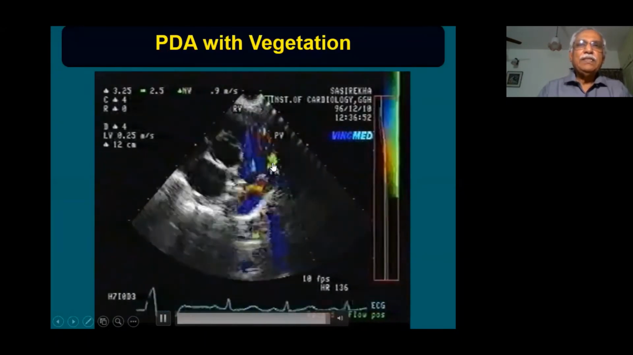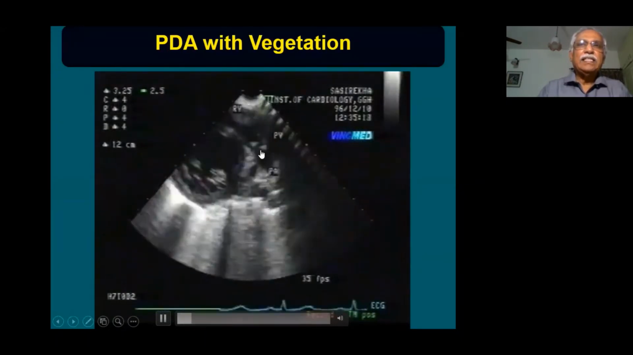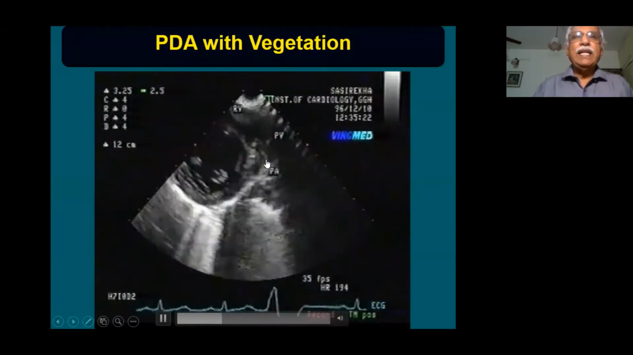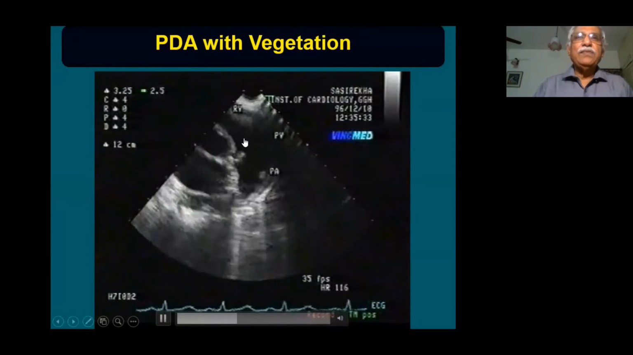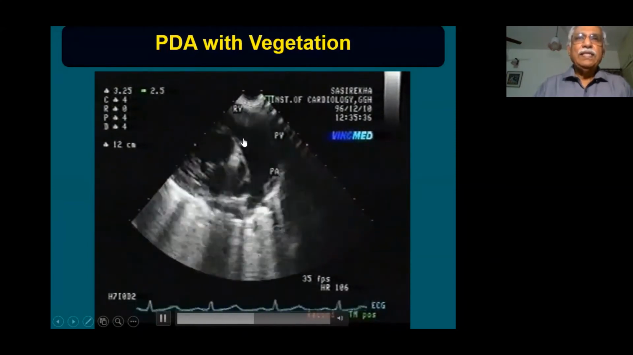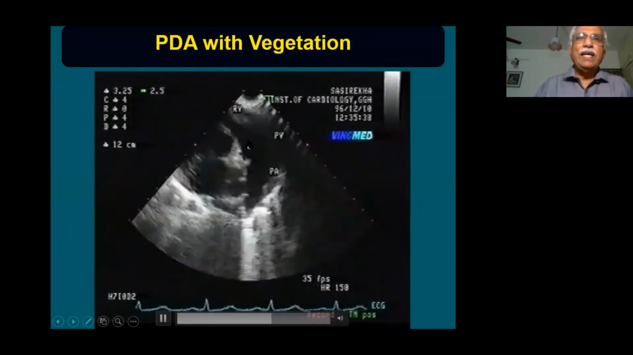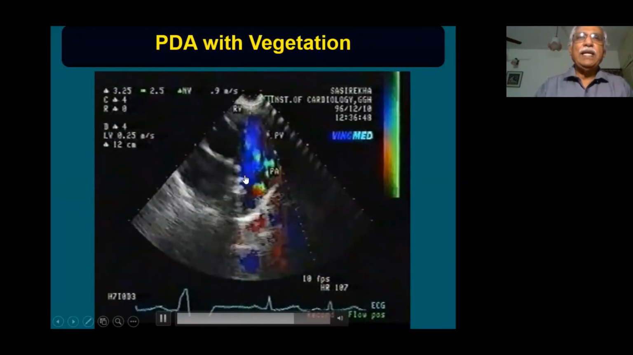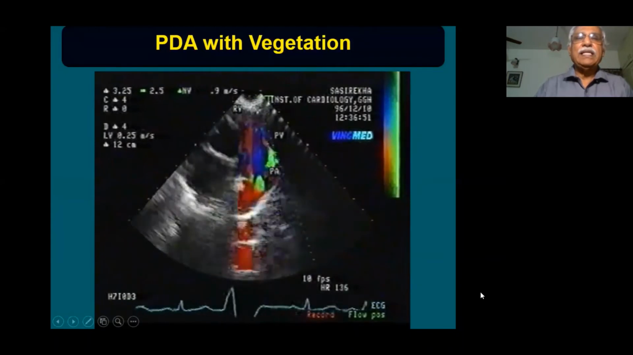So this patient has got infective endocarditis, or it is often called infective endarteritis of the pulmonary artery. But here there is an involvement of the pulmonary valve also. So there is infective endocarditis of the pulmonary valve with vegetations over the pulmonary valve. There are vegetations inside the pulmonary artery in a patient with patent ductus arteriosus.